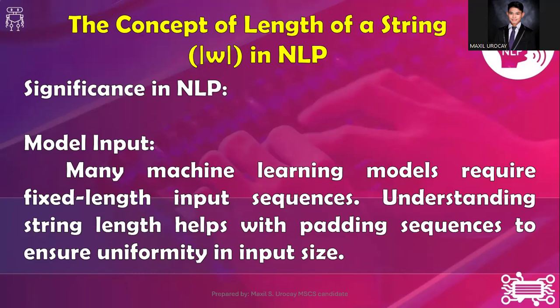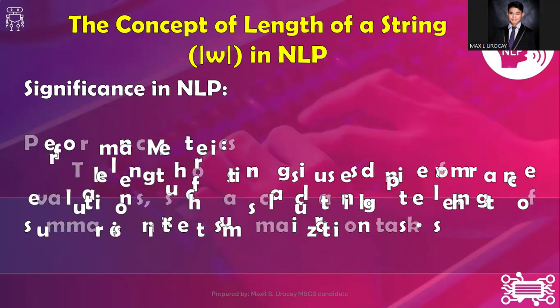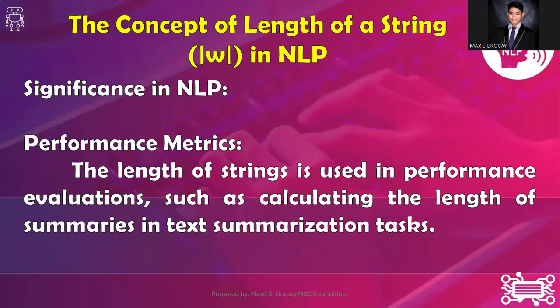Next will be performance metrics. For performance metrics, the length of the string is used in performance evaluation, such as calculating the length of summaries in text summarization tasks. So it plays a key role in performance metrics also, such as evaluating the quality of summaries in text summarization tasks. It helps measure the length of the generated summary, comparing it with reference summaries, and ensures the output meets the specific length requirements or standards.